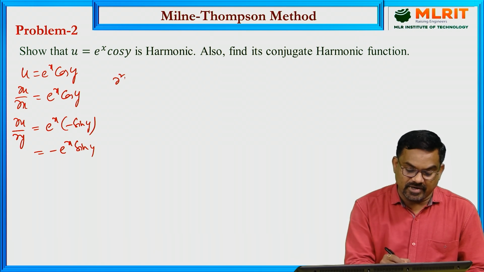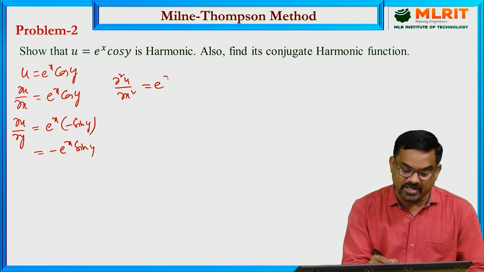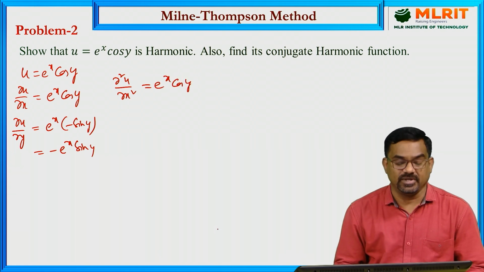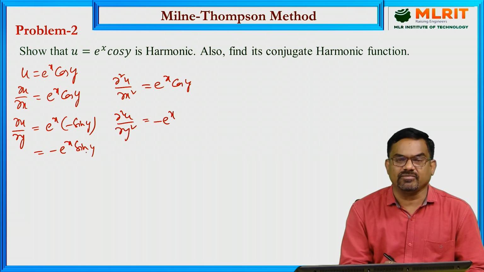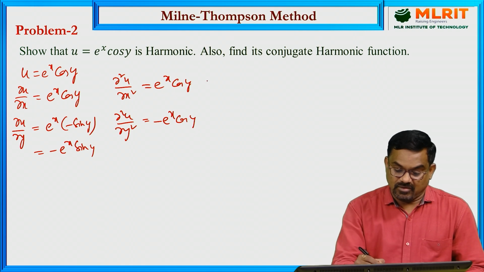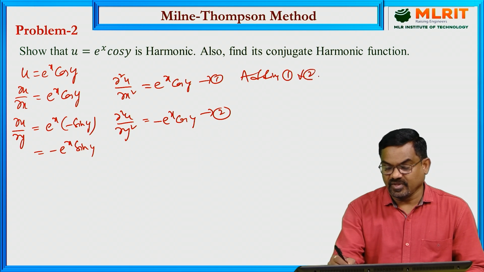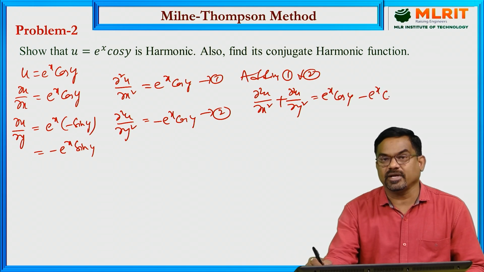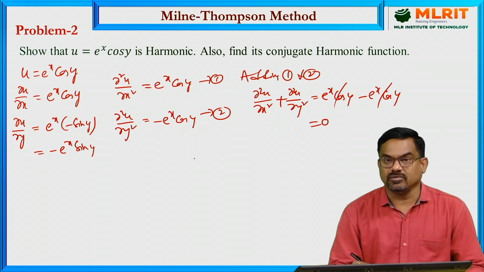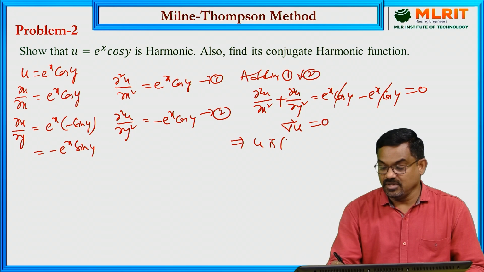And the second order derivatives with respect to x and y. Dou square u by dou x square: again differentiating this with respect to x, we get the same function e power x into cos y. And dou square u by dou y square: minus e power x into derivative of sin y, which is cos y. So this is 1 and this is 2, adding 1 and 2. The LHS is dou square u by dou x square plus dou square u by dou y square, which is e power x cos y minus e power x cos y. These two get cancelled, is equal to 0. So del square u equal to 0. That implies u is harmonic.